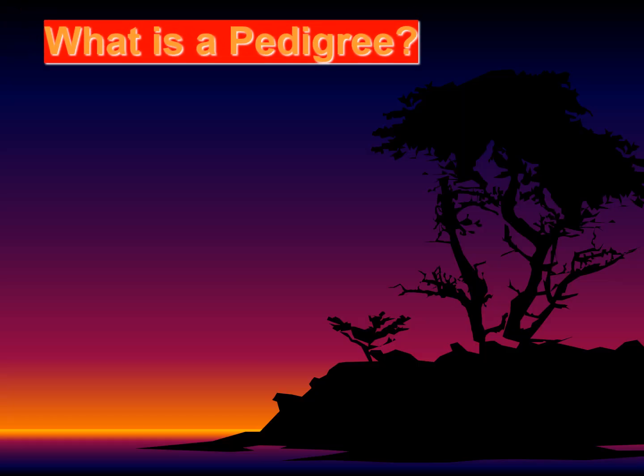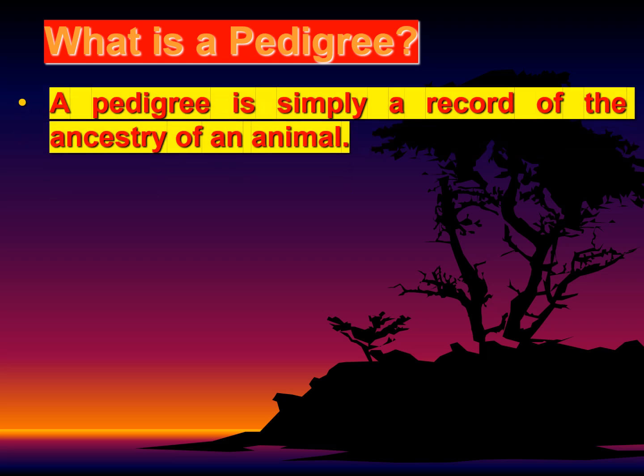So, what is a pedigree? A pedigree is simply a record of the ancestry of an animal. Essentially, it is a record that shows all the ancestors of the animal going back as far as possible, through which we can trace its parentage to the grandparents, to the great-grandparents, and so on and so forth.